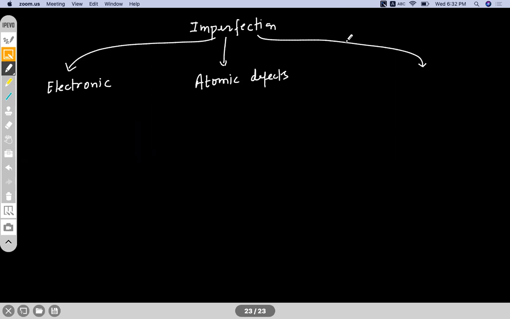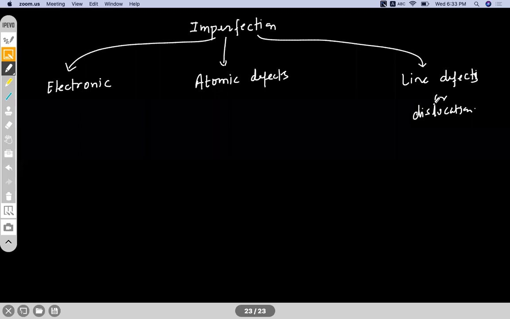And the third one is line defects, which we also call dislocations or dislocation. Line defects are nothing much. We have a solid crystal and the edge of the side changes. There will be some imperfection in that, and we call it a line defect. Dislocation about a point or along the edge, that is line defects or dislocation defects.